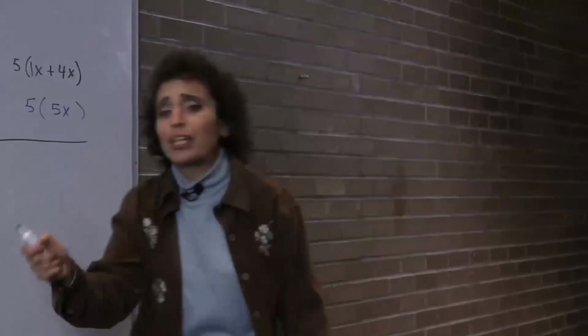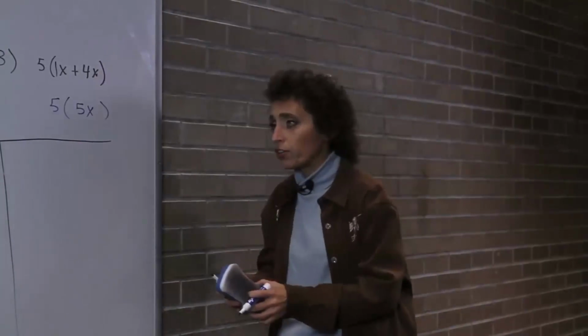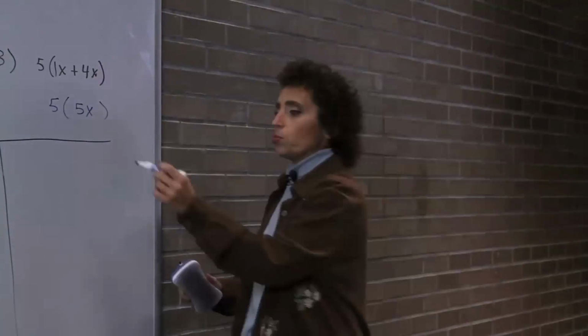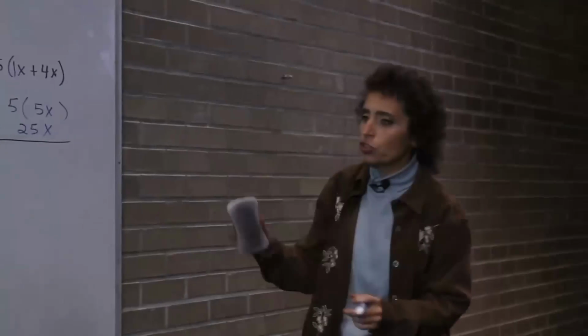If you do the distributive property, you can get the right answer. However, you shouldn't be doing that. You should be following order of operations. So now, I just multiply. 5 times 5 is 25x. So don't go distributive happy here.